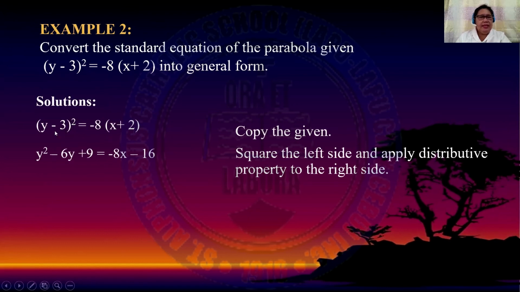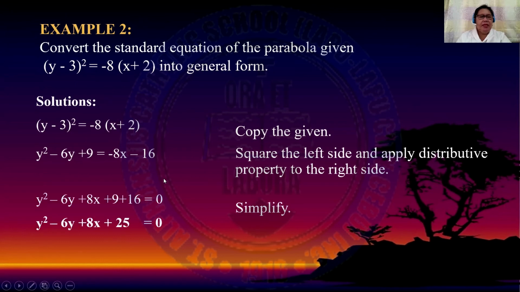So square this. We have y squared minus 6y plus 9. Distribute: negative 8x minus 16. Then simplify. Transpose negative 8x to the left side and negative 16. So what we have, y squared minus 6y plus 8x plus 9 plus 16. And combine 9 and 16, which is equivalent to 25. And this is now the general form.